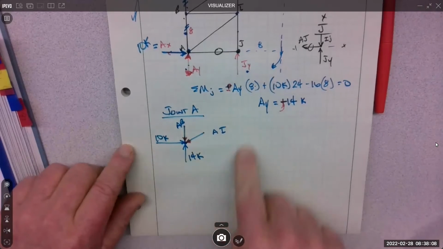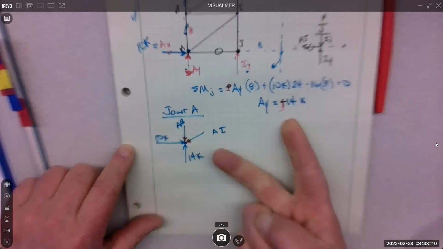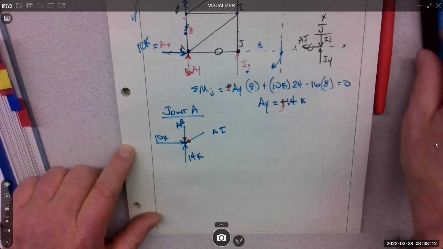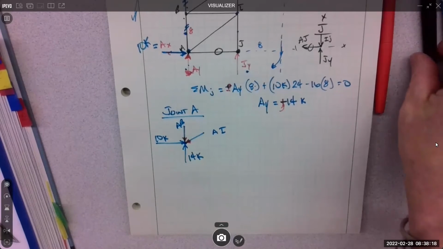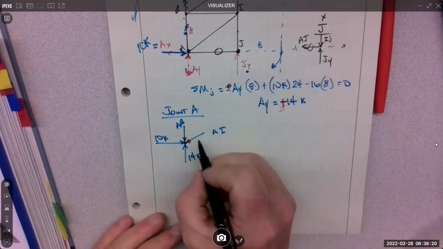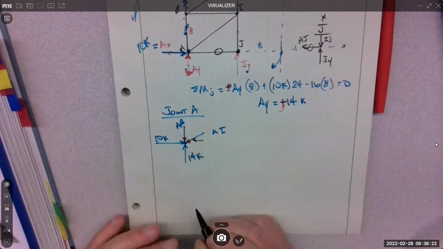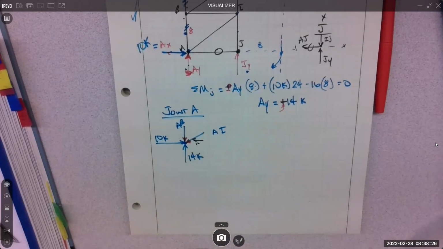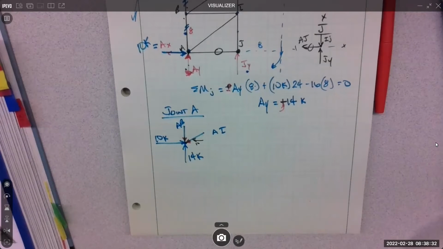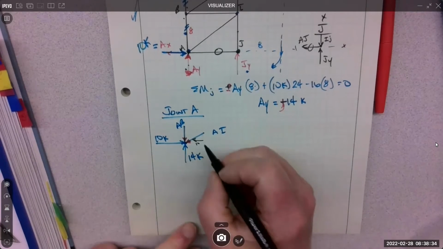How many unknowns? 2. So that's solvable. Some forces in the X, some forces in the Y. Which one do you want to do? X, because that means this X component of AI has got to be 10, right? Yeah. So now I need some angles. I think this is a 45, isn't it? Yeah. So we have 45 degrees.